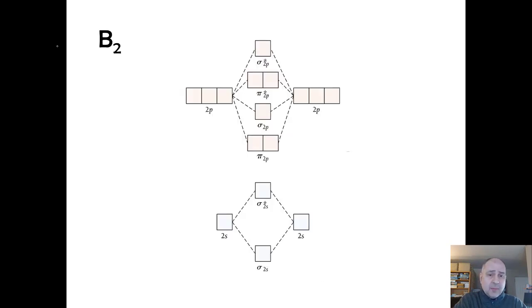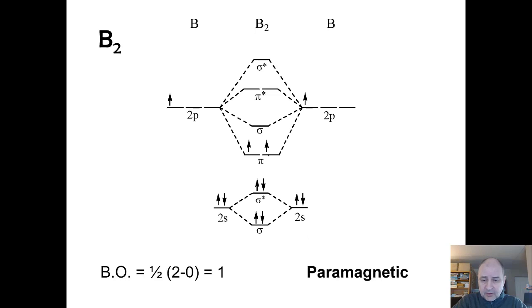And now I'm going to do one example, B2, because we do one where the pi star is lower than the sigma. So boron has 3 valence electrons, so we have a total of 6: 1, 2, 3, 4, 5, 6. So here's your boron, here's your other boron, and here are your molecular orbitals. So you fill 1, 2, 3, 4, 5, 6. This would be paramagnetic, and it would have a bond order of 1: 2 minus 0 divided by 2 equals 1. So molecular orbital theory predicts that there should be a B2 possibility, paramagnetic.